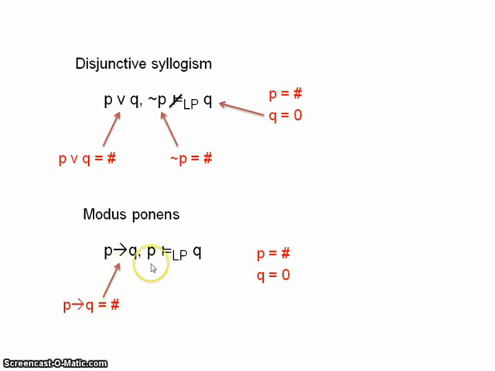If P is hash, not P is hash, and Q again is 0 just by stipulation. So there we have it. Again, designated premises and a false conclusion. The conclusion is not designated. So the argument is invalid. This is our counterexample. The argument is invalid.